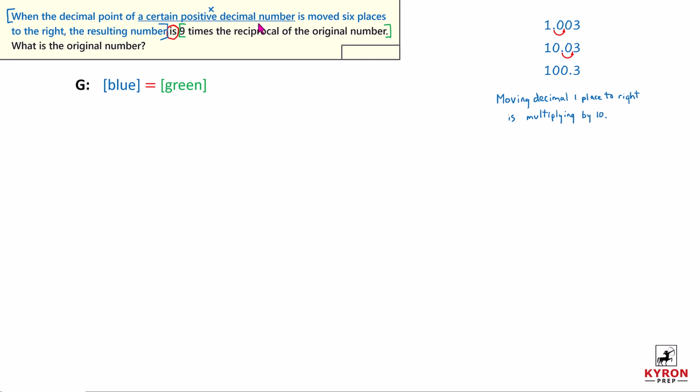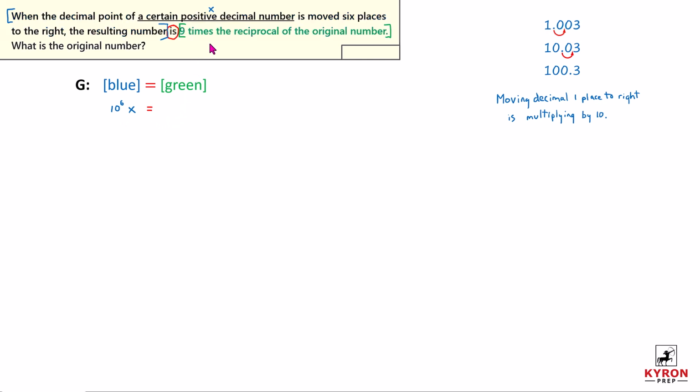Applying this to the blue part of our sentence, the number x gets its decimal point moved 6 places to the right, which means this scooting thing happens 6 times. And according to our rule, that means the number is multiplied by 10 6 times over. In other words, it's multiplied by 10 to the 6th. So let's write x multiplied by 10 to the 6th. And of course, all of this is equal to the green part of our sentence.